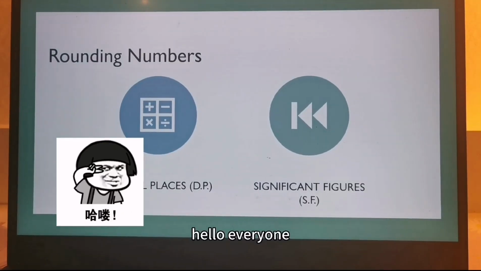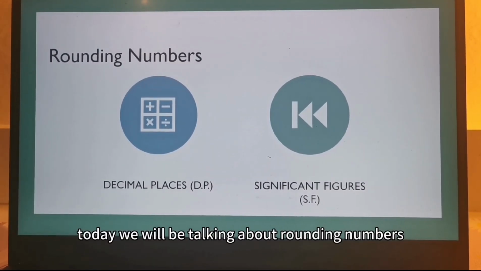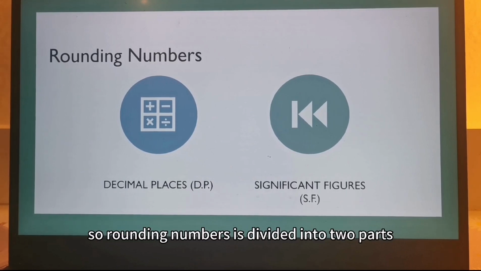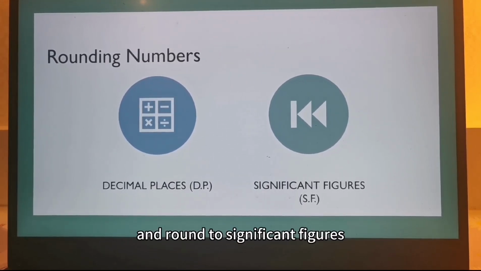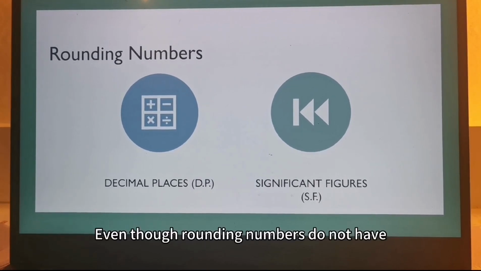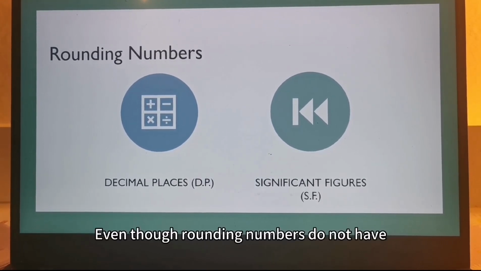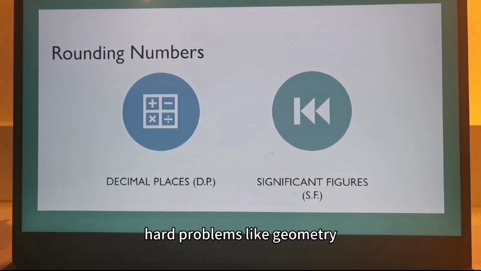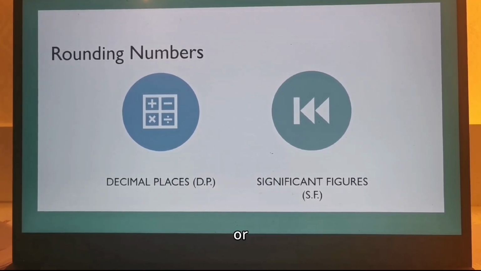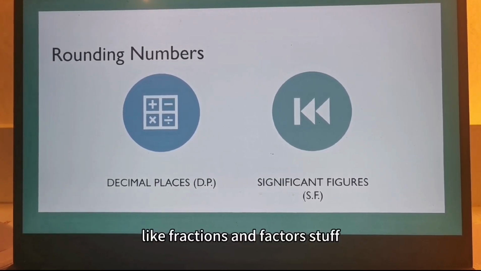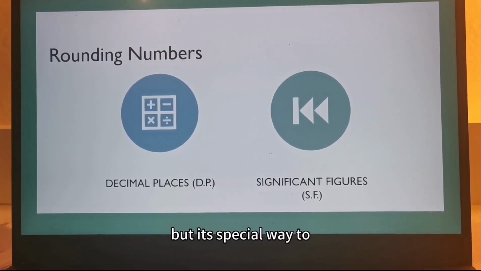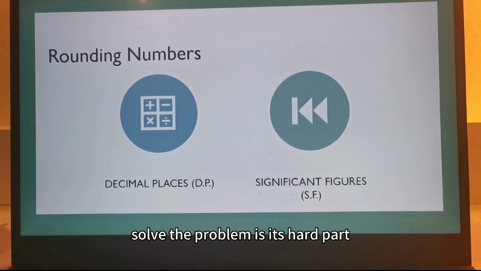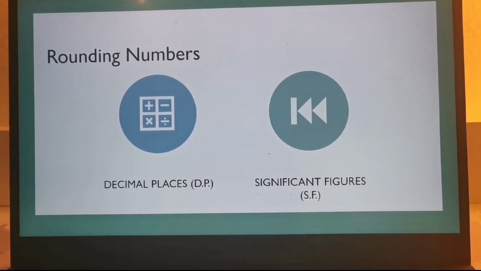Hello everyone, today we will be talking about rounding numbers. Rounding numbers is divided into two parts: rounding to decimal places and rounding to significant figures. Even though rounding numbers does not have such hard problems like geometry or fractions and factors, its special way of solving problems is the hard part.